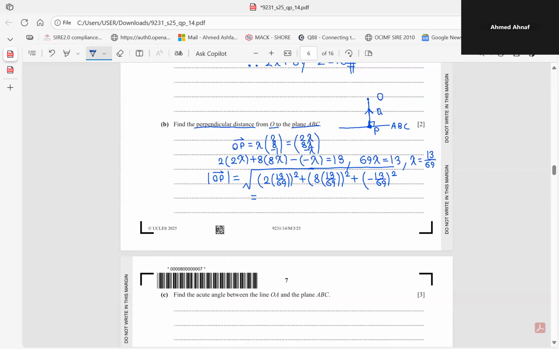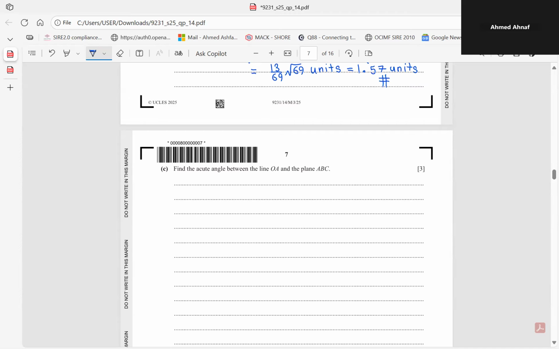This should give you 13 over square root 69, or you can express it to 3 significant figures as well, which should give you 1.57 units. And this would be our final answer for this part. Let's head on to the next part.